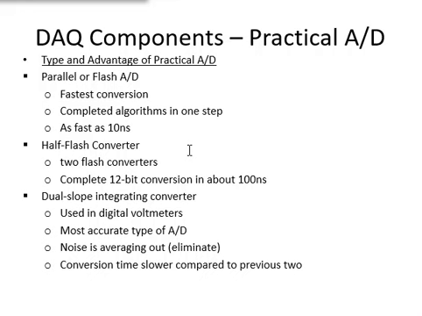And the third type of converter is the dual slope integration converter. It has been used in digital voltmeters. It is the most accurate type of AD, noise is averaged out, and the conversion time is slower compared to the previous two.